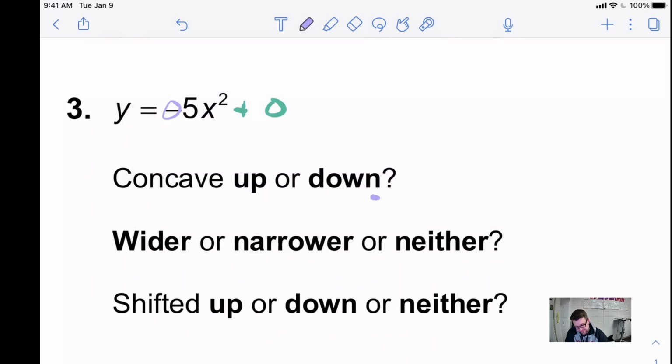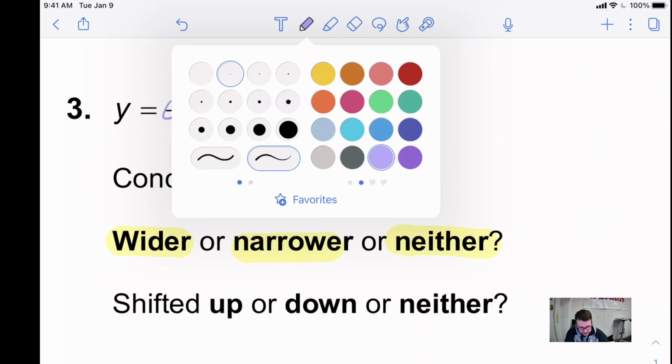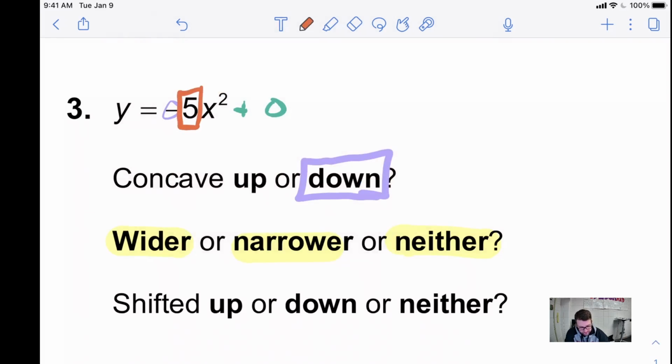That negative means that our graph is going to be concave down. Now, in terms of is our graph going to be wider, narrower, or neither? The way I like to think about this one is I like to look at the number that's sitting right here. Notice how I didn't put the negative in there. We've kind of taken care of the negative by identifying that our graph will be concave down.